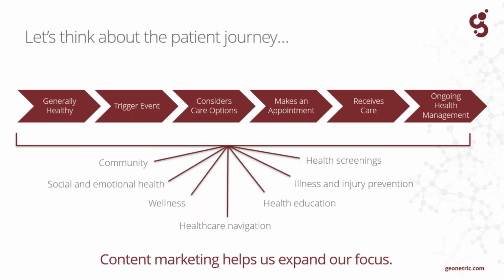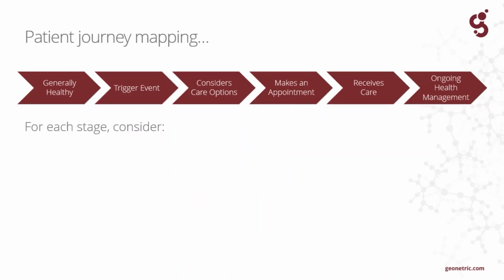So knowing that, content marketing is an opportunity to really expand the focus of the information that we're sharing with consumers in our area. When we start thinking about what people need when they're in, say, the generally healthy phase or the ongoing health management phase, we have an opportunity to present a lot broader spectrum of information to them, such as illness and injury prevention content or helping them navigate the healthcare system. But we want to think carefully about how that fits in based on the stage that our users are at, and patient journey mapping really helps with that. It helps us create and deliver content that meets people's needs where they're at in their journey. And that helps us build those relationships that hopefully lead to them choosing you for care when they get to that make an appointment phase.